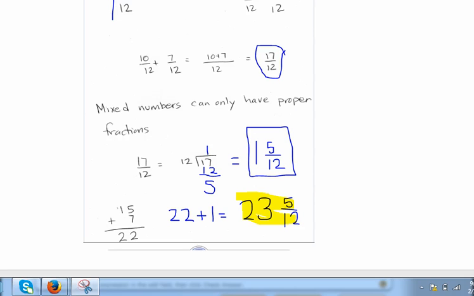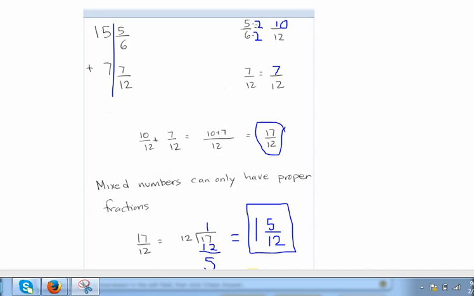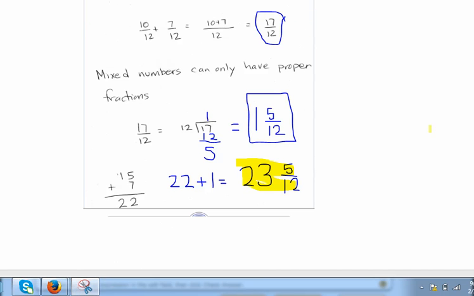Now, I want to ask myself, does that answer make sense? And if I look at estimating here, 15 and 5/6, 5/6 is greater than a half, so this would round to 16. And 6 and 7/12, 7/12 is greater than half, so this would round to 7. So 16 and 7 would be 23, and that makes sense with regard to the final answer that I calculated. So I can enter that and know that my answer at least makes sense.